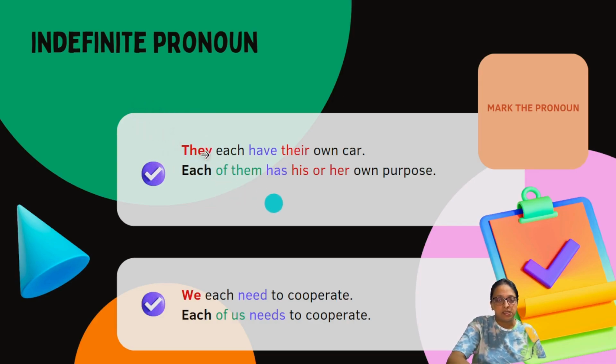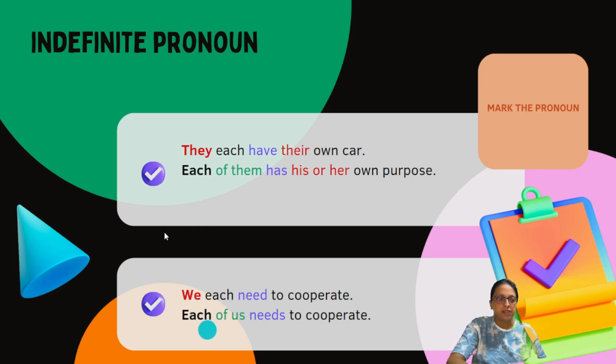But in this sentence, this is the typical indefinite pronoun subject where "each" is used, and after that there is a prepositional phrase, which is "of them". And after that, we have used a singular verb because "each" here is the subject. And if we remove "of them" from the sentence, then what happens? "Each has his or her purpose." This is something which we discussed in the previous slide.